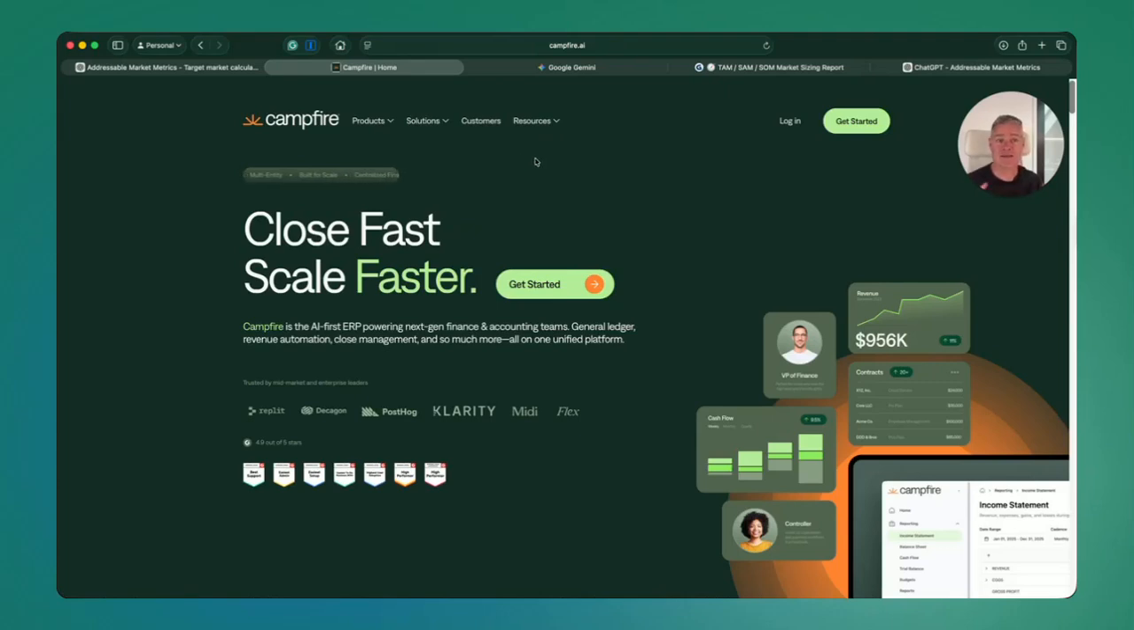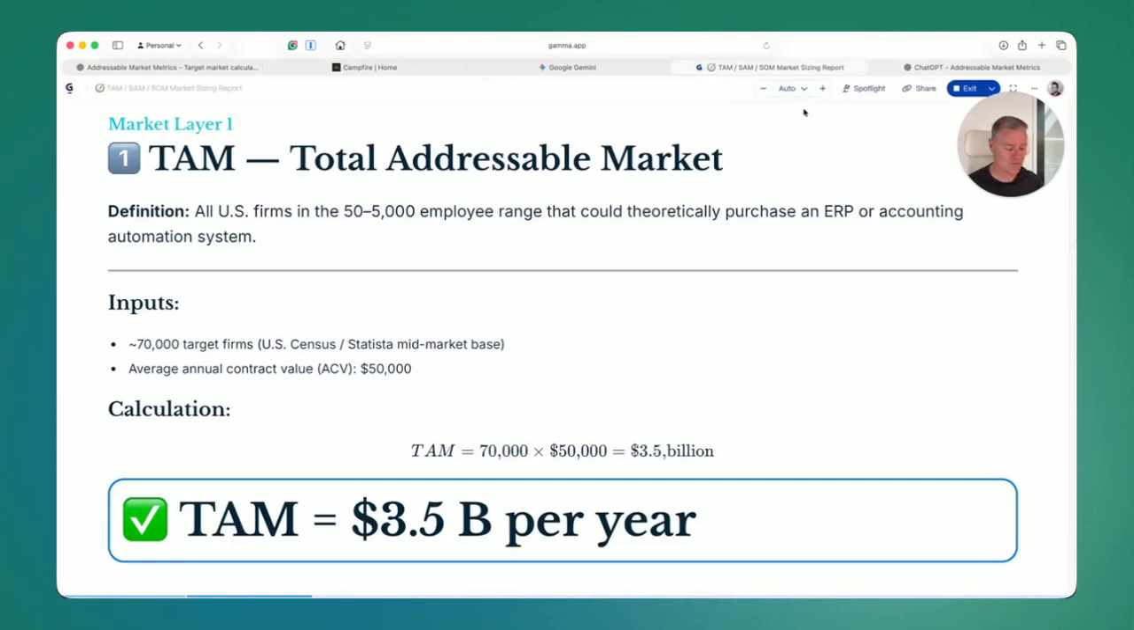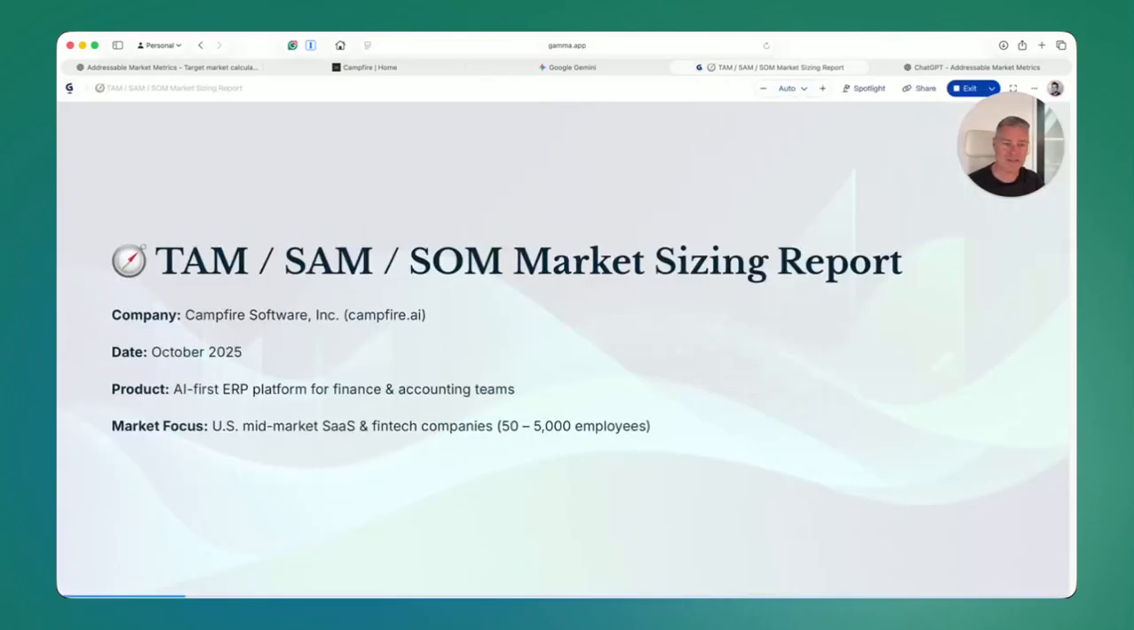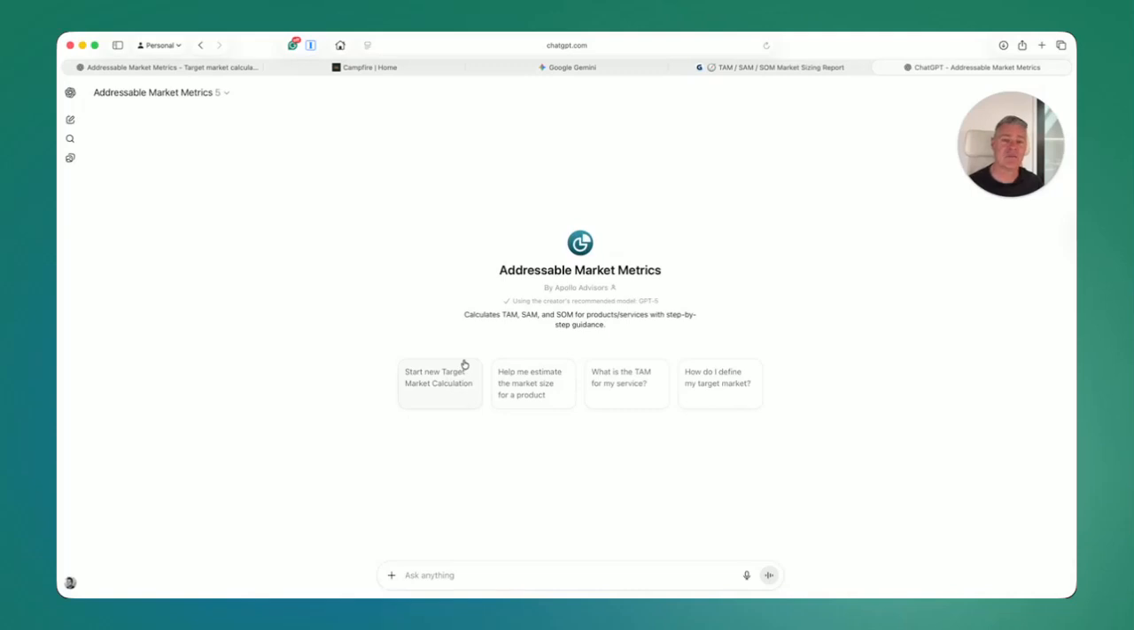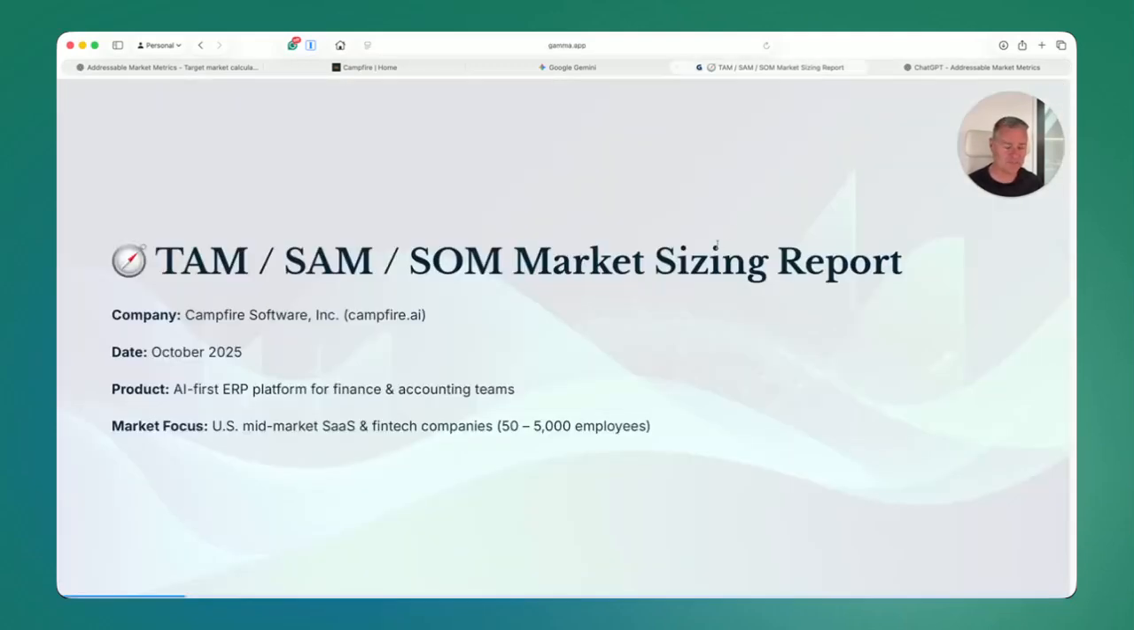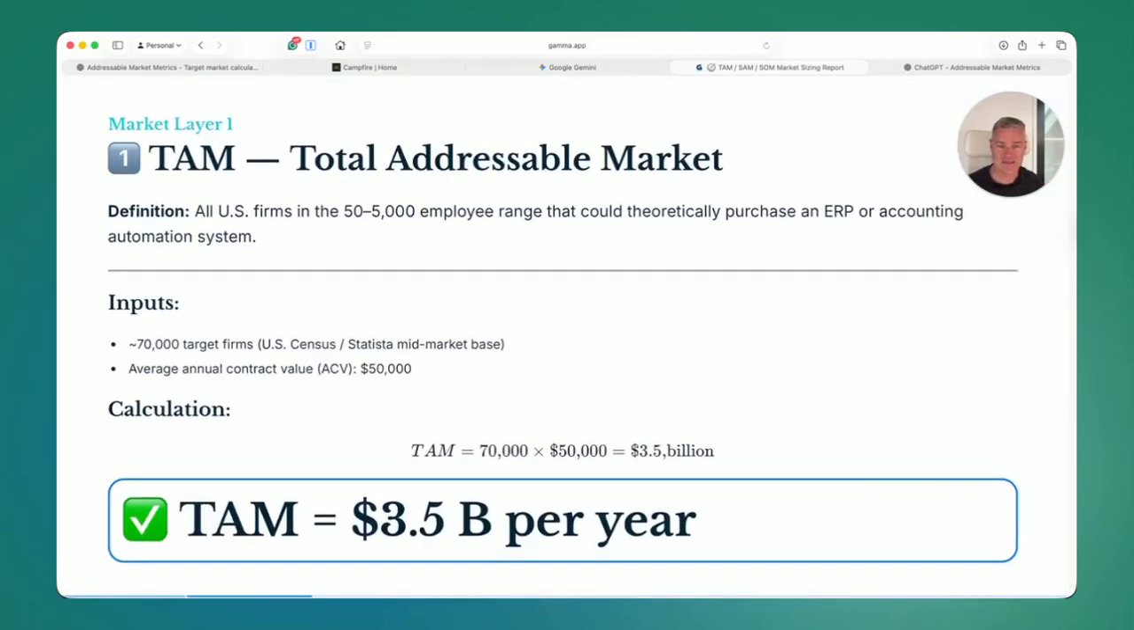So here we are, Campfire.ai. Let's do a TAM, SAM, SOM analysis of them. And I'll show you how I did it as well, so you can do it as well. By the way, you can just jump into this GPT, put in the information, generate this report. I'll show you how I did this one. So it's TAM, SAM, SOM, and already you'll see what we're doing here: US only, mid-market, SaaS and fintech companies, 50 to 5,000 employees. So you can already see there's some vectors there that are going to build how we slice the pizza, slice the cake up, look at the market like it's a nice, tasty pizza.